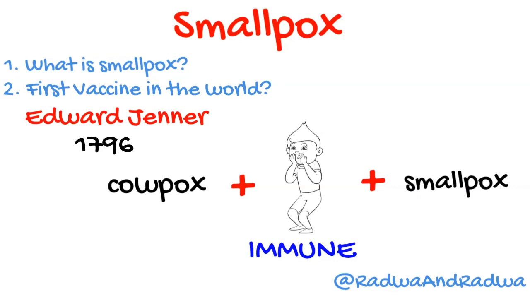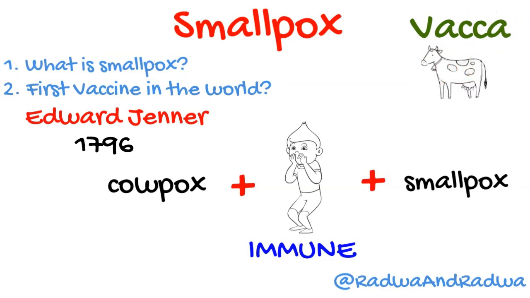So, of course, cowpox was a much safer option because its natural host is not humans, and thus the first vaccine was introduced by Edward Jenner. And the word vaccination comes from the Latin word vacca, which means cow. And then later, the practice of variolation was banned, and the cowpox vaccine was used instead.